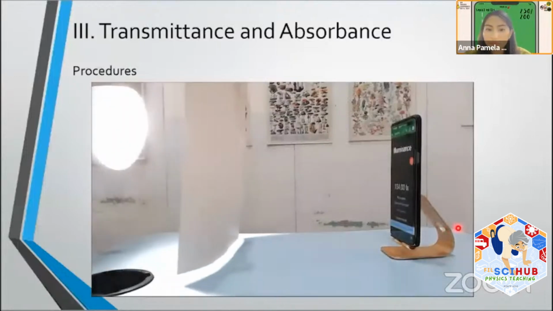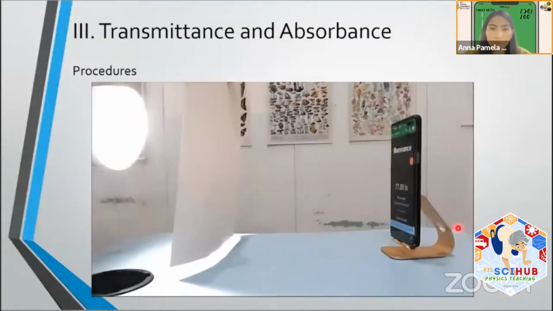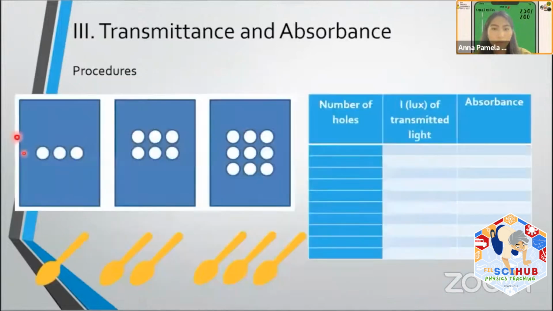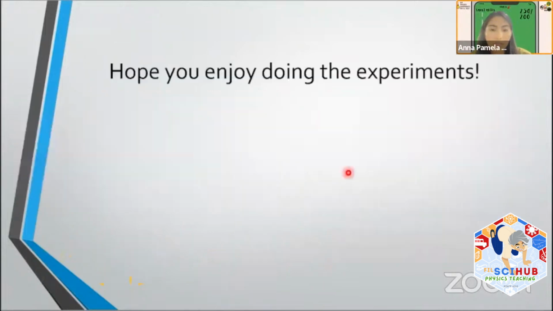Arrange the materials according to the diagram of the setup and place the paper or the solution between the light source and the sensor or your smartphone. Create holes in the paper and record the intensity of the transmitted light corresponding to the number of holes, or increase the concentration of the powder solution, then record the intensity of the transmitted light corresponding to the concentration of the solution. Hope you enjoy doing the experiments.